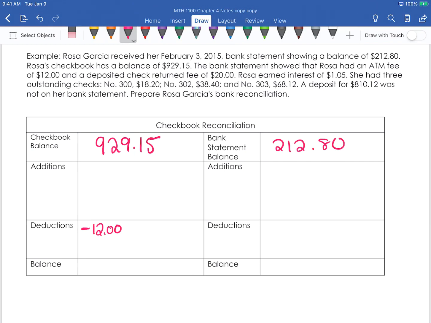It says there's also a deposited check return fee of $20. That's another fee for $20. So that's going to go under the deductions.